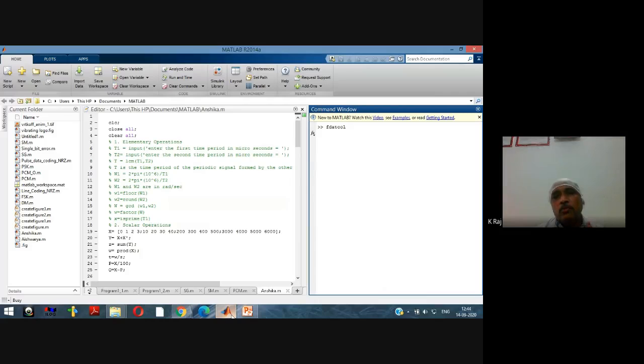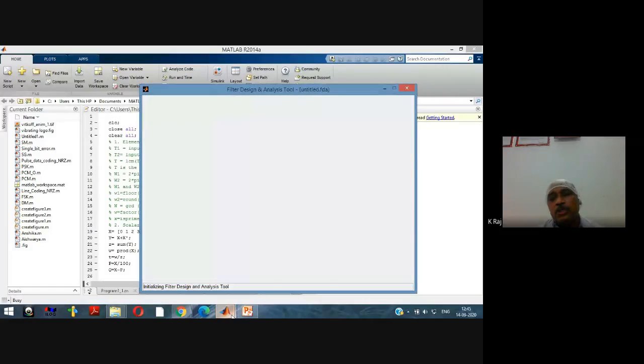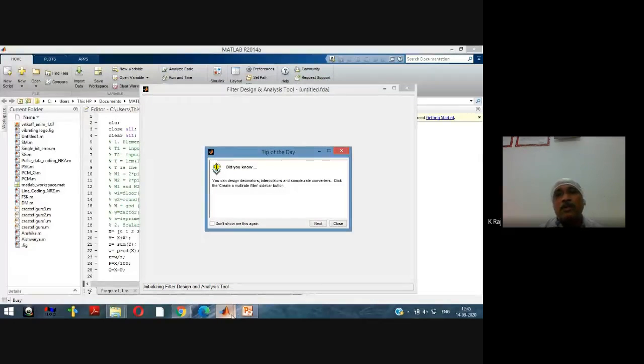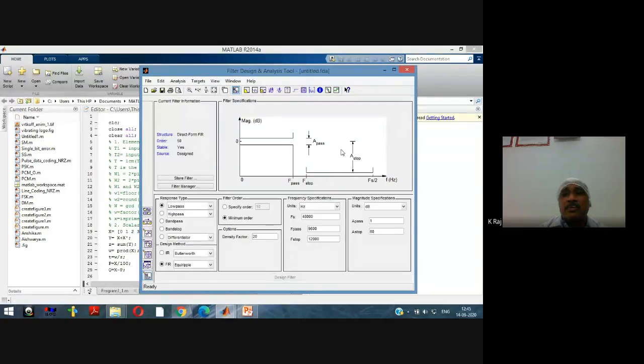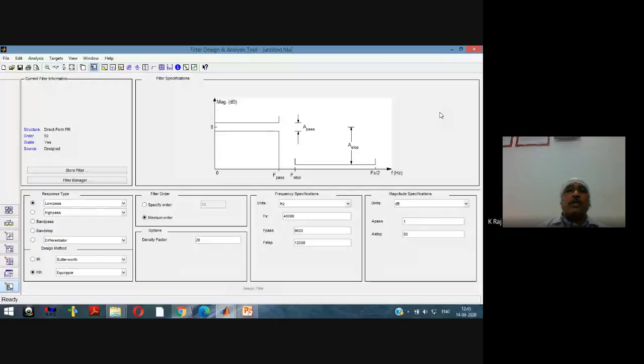Now in FDA tool, what happens? There is no need to write the commands; it is just a graphical user interface between the user and the machine. In this dialog box, we have to put the values of the pass band edge frequency, stop band edge frequency, the sampling frequency, the attenuation in the pass band, and the attenuation in the stop band. So at least 5 parameters are required, and naturally we will derive these parameters from the given requirements.